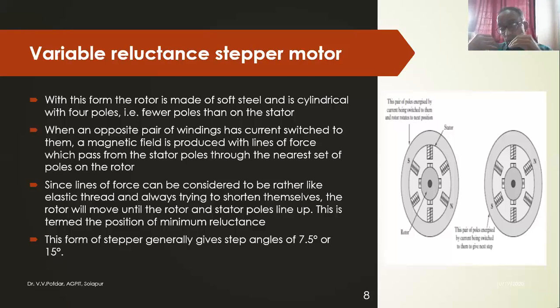So reluctance is the resistance to the flow of magnetomotive lines of flux. They will try to align. Now when I have an air gap in between, there is more air gap when there is no pole, so the magnetic lines of flux will be more intense here, so high reluctance. Then you have this pole aligned here. This is termed the position of minimum reluctance. This form of stepper generally gives step angles of 7.5 degrees or 15 degrees angular position. So this is the variable reluctance stepper motor.